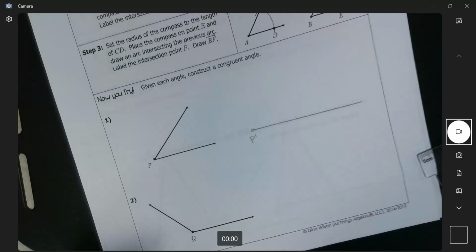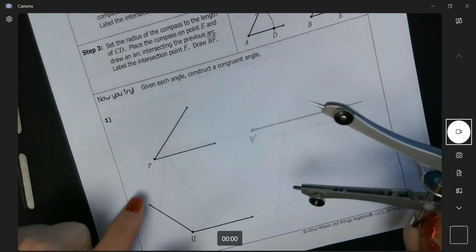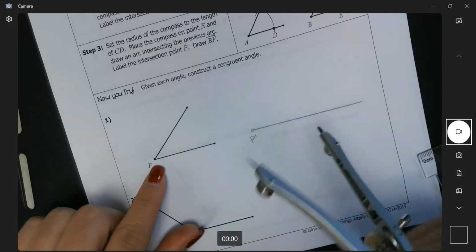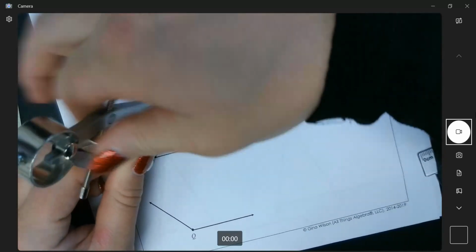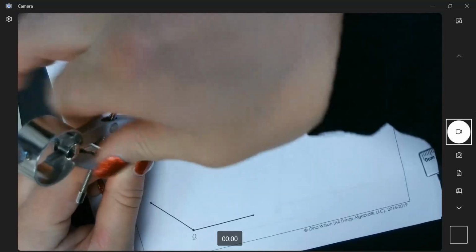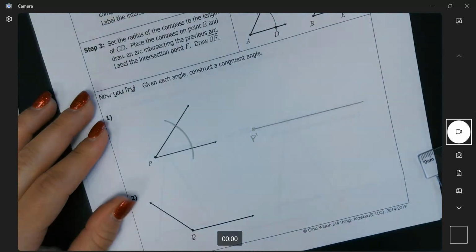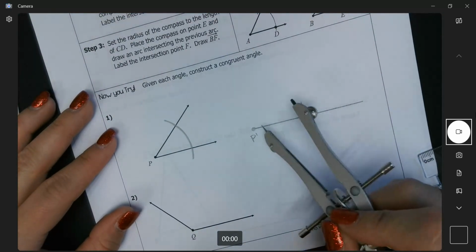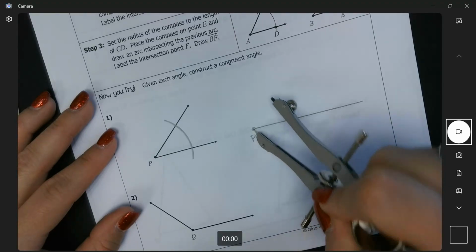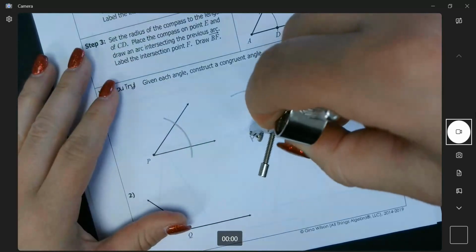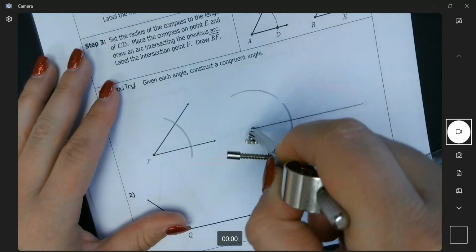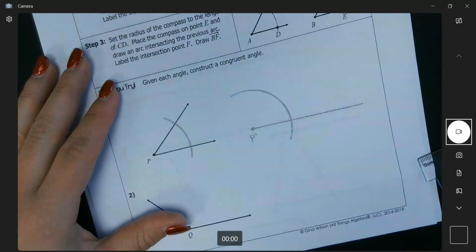What I'm going to do now is take my compass and start by placing the point of it on P here. And I'm actually going to make this a lot smaller for a second, because I want to make this small enough that I can make an arc that will cross over both sides of the angle like that. Then you're going to take the point of your compass and place it on P prime and do exactly the same thing. Okay, so you have an arc like that.